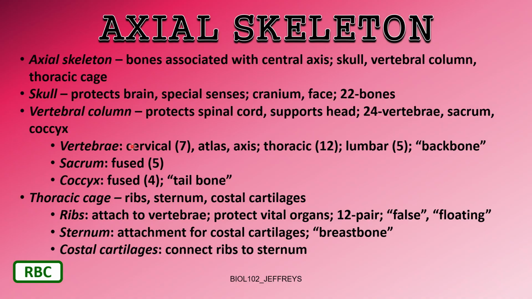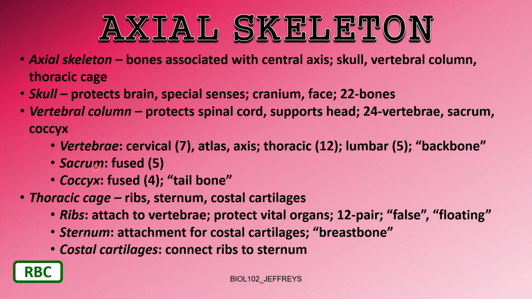Of your vertebrae, there are 7 cervical vertebrae, C1 through C7. C1 is the atlas. I'll explain that in a minute. C2 is the axis. Those are the only vertebrae that have special names. I'll explain why shortly. There are 12 thoracic vertebrae, the vertebrae in the thorax, or the middle of the back, and there are 5 lumbar, or lower back, vertebrae. The vertebral column is often referred to as the backbone.